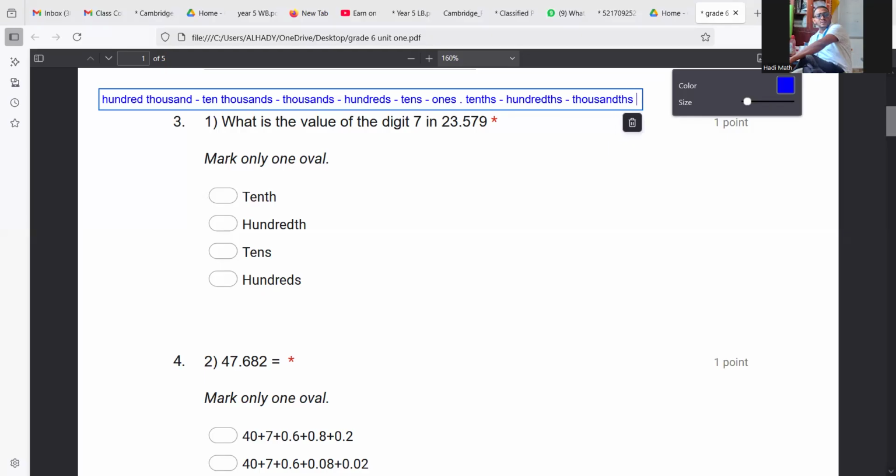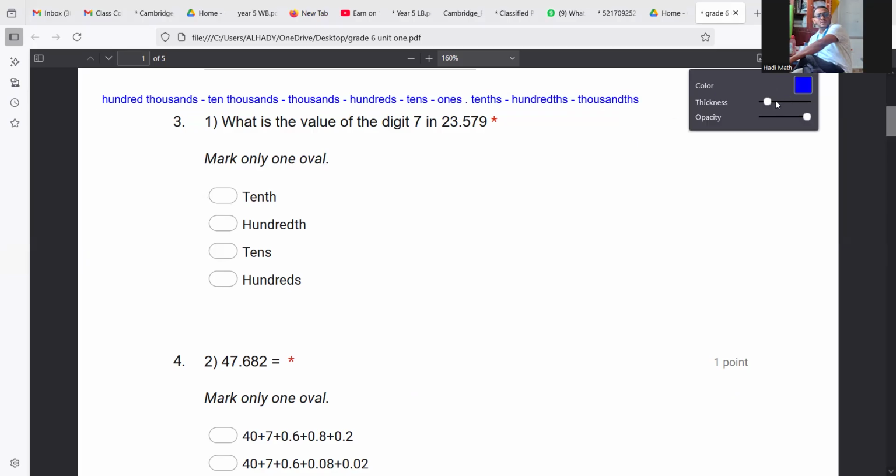This is required from grade 6 students, to know about the place values. So when I ask you the place value of the digit 7, before looking at the options, you need to see that 5 is tenths and 7 is hundredths. So you go and put a circle on the hundredths. Which one is hundredths? It is here. Just the hundredths, because it is after the decimal point.